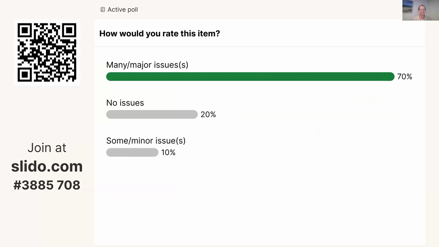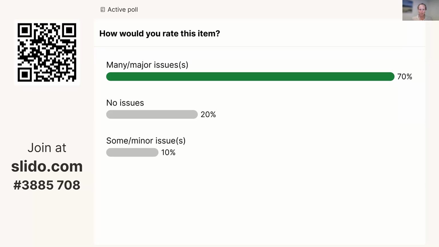Interesting. So this is really, yeah, like Lena said, it's often a gray area. People sort of want it to be straightforward to say, oh, this is definitely an issue or not, but it's not always the case. So, okay, many major issues among most people.